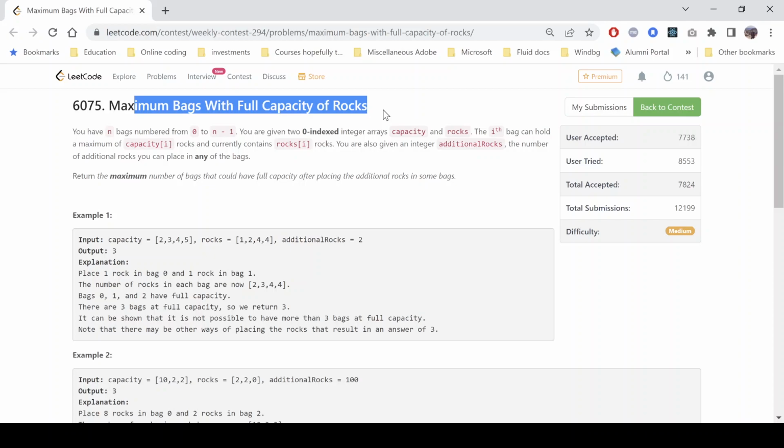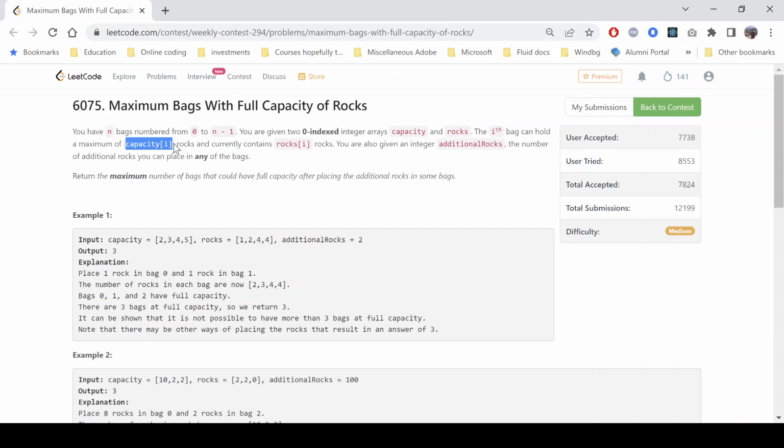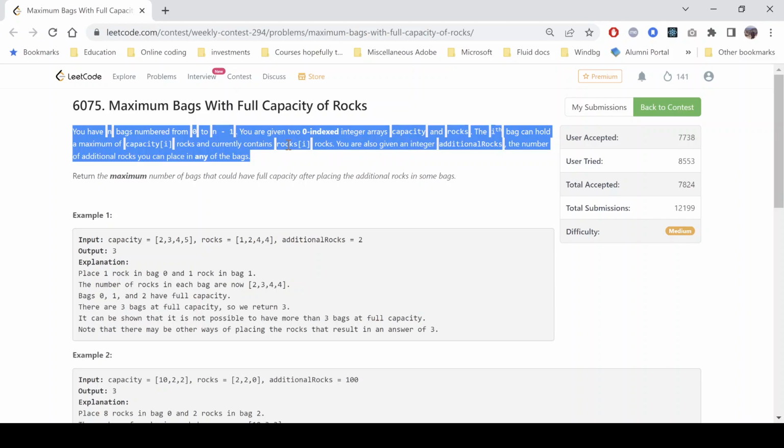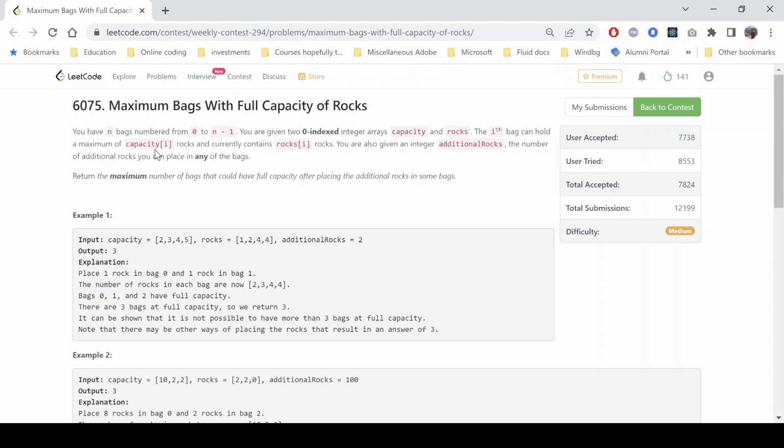So the problem statement says that we are given n bags numbered from 0 to n minus 1, and we are given two arrays. One is known as capacity and the other known as rocks. What these arrays denote is that the ith bag can hold a maximum of capacity of I rocks, and currently the number of rocks present in the ith bag is rocks of I. So for each index I, capacity of I denotes the maximum capacity of that bag, and rocks of I denotes the number of rocks currently present in that particular bag.